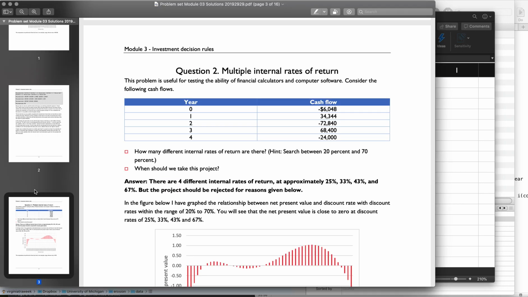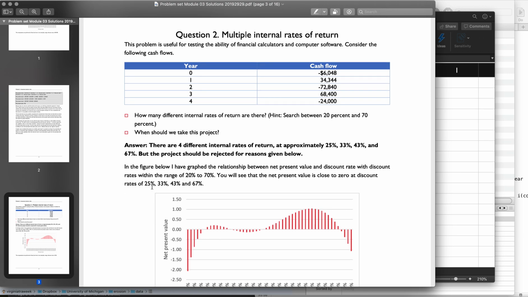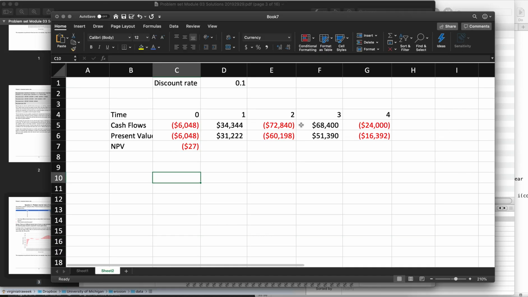Okay, so the question says, how many different internal rates of return are there? Search between 20 and 70%. Okay, so we already know that we should search at 20%. Notice that the NPV is almost 0 here. So let's do 0.15, 0.18. We actually do need decimal places.